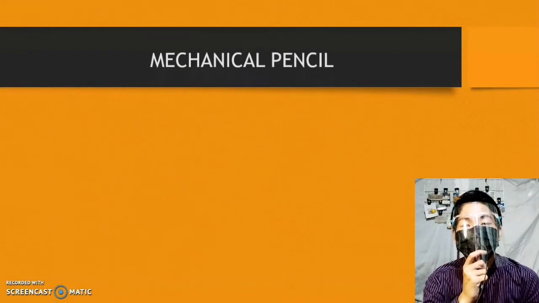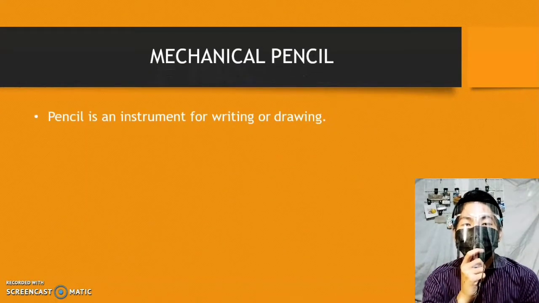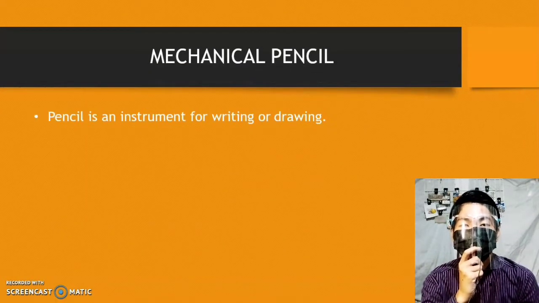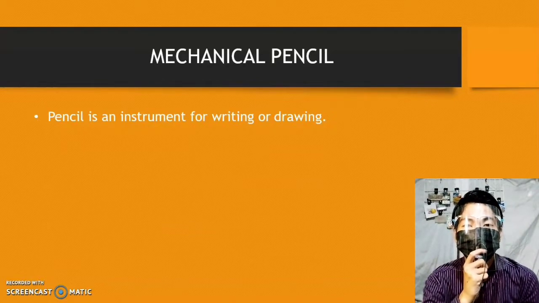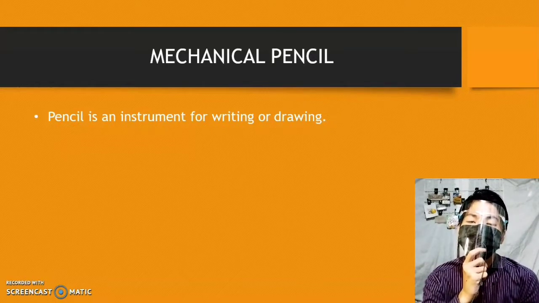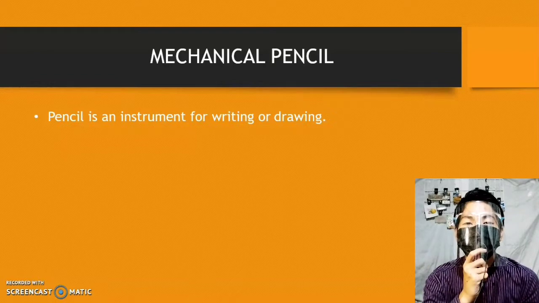Next is the mechanical pencil. The mechanical pencil is one of the most important things that a technical drafting student must have because it is a tool that can be used to draw anything in the plates or in the plan they want.